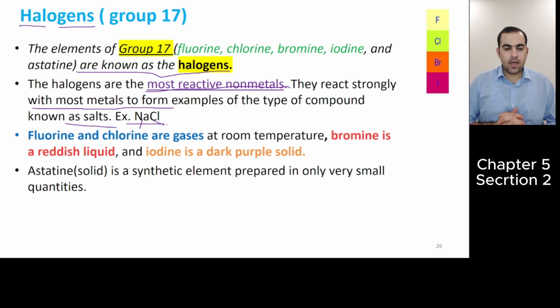Okay, and fluorine, chlorine are gases at room temperature. Bromine is a reddish liquid, and iodine is a dark purple solid. We have astatine, a synthetic, artificial element, which is not very important for you to know, as we have only very small quantities, small amount of astatine in laboratories. So just know fluorine, bromine, chlorine, and iodine.